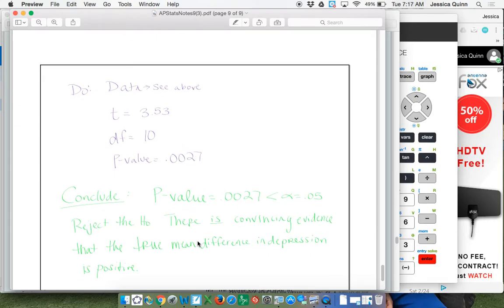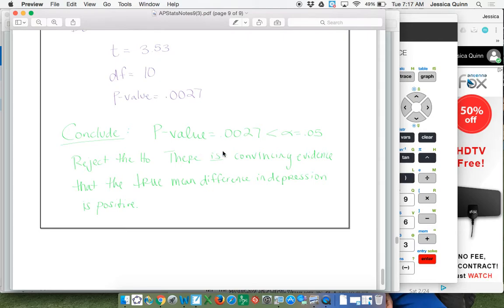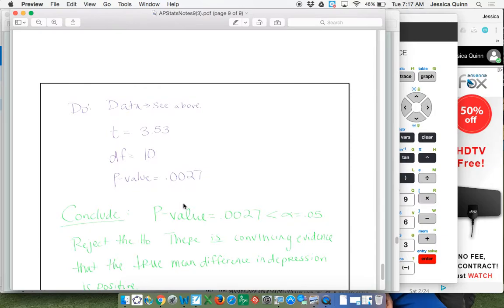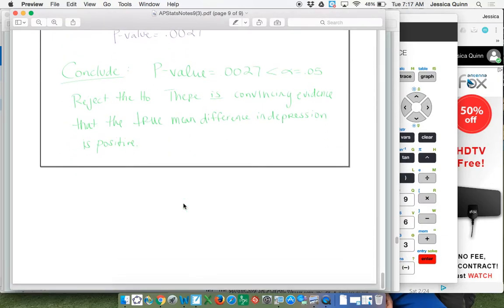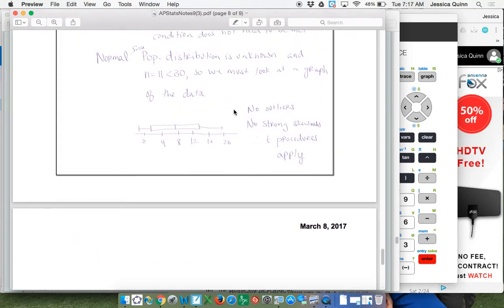And then the conclude is like what we've been doing. Since our p-value is 0.0027, that's less than the alpha that we specified above of 0.05, so we're going to reject the null. That means there is convincing evidence that the true mean difference in depression is positive. What does that mean? It means that, according to this study, if you are already caffeine dependent, then having caffeine lowers your depression level compared to going without it. So, an interesting conclusion. That's that last problem there.